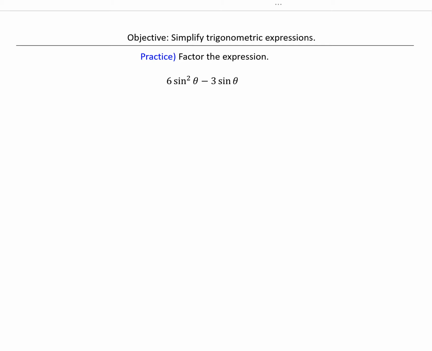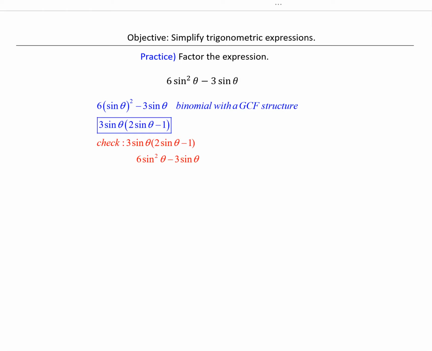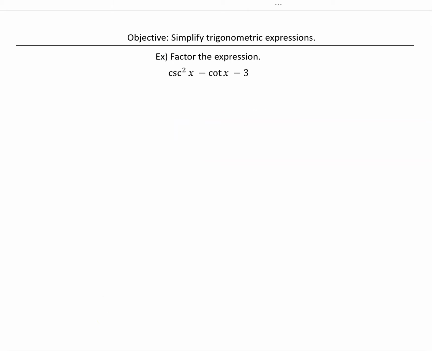Let's take a look at the factored form. So this one is a binomial structure with a GCF. Not only does it have a GCF of 3 because of the 6 and the 3, it also has a power of sine theta that is part of the GCF. So we have 3 sine theta as our GCF, and then that would be times 2 sine theta. That's our 6 sine squared theta. And then 3 sine theta times a negative 1 gives us the negative 3 sine theta. All right, let's move on from here now.